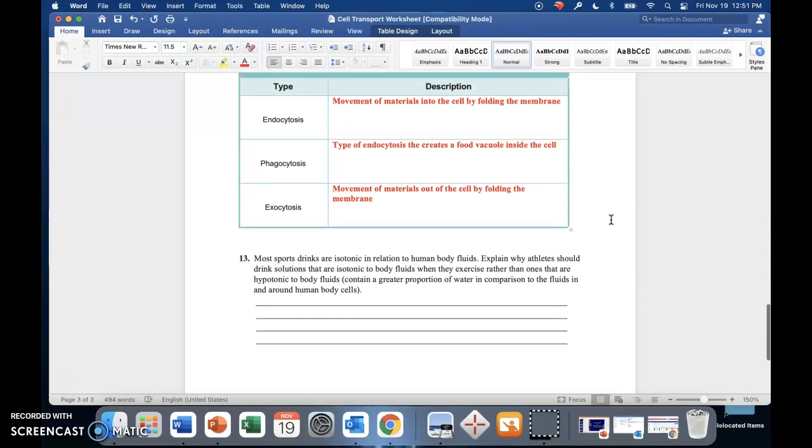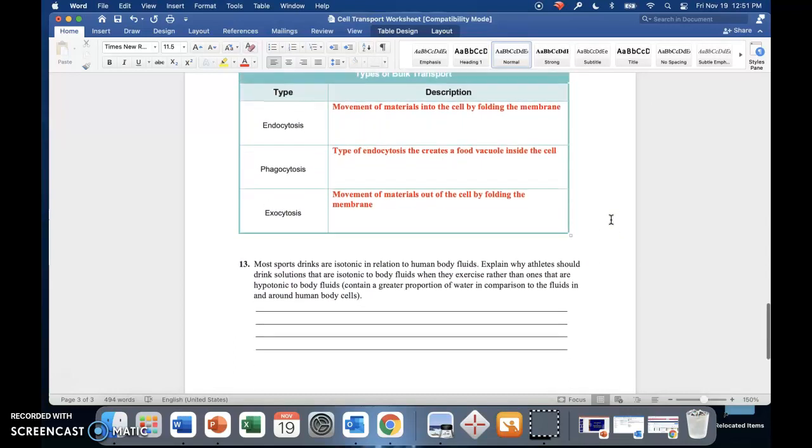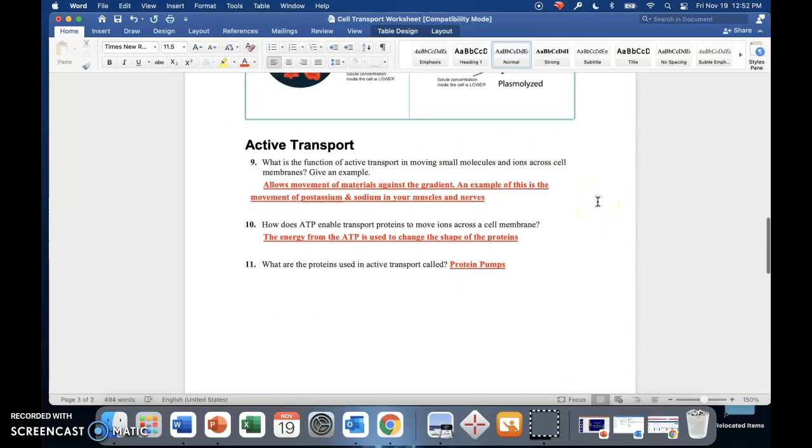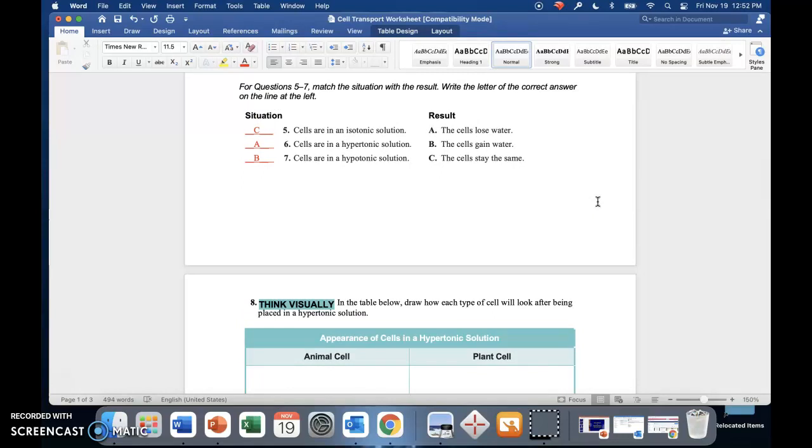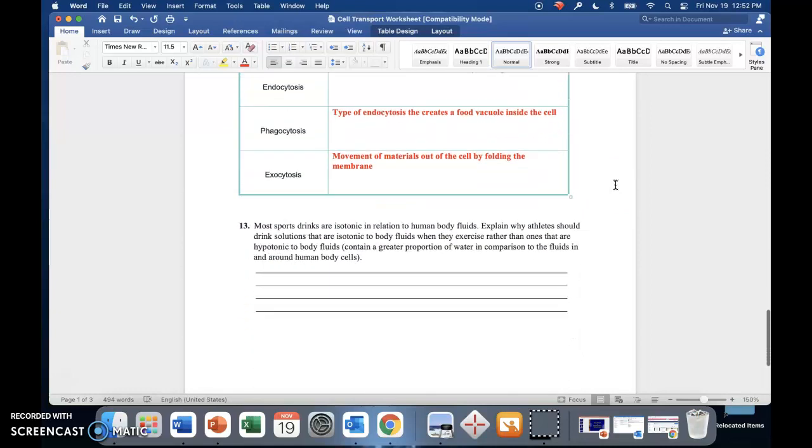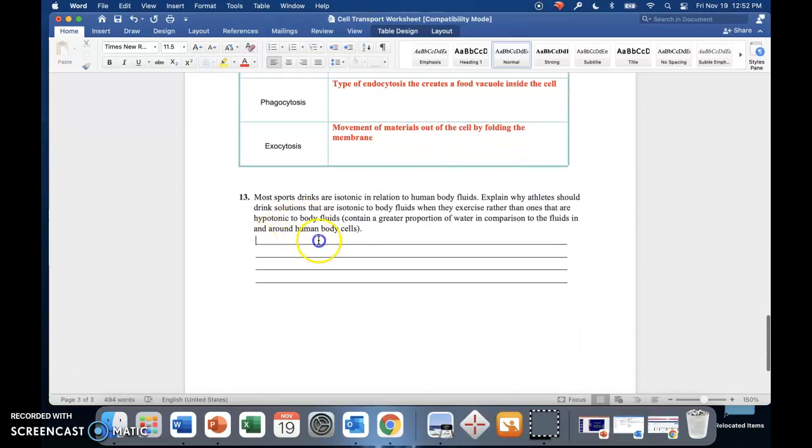And finally, the last thing is just checking your understanding of the 3 different types of things. Most sports drinks are isotonic in relation to the body. Explain why athletes should drink these types of solutions rather than ones that are hypotonic. And again, if you remember what hypotonic does, hypotonic solutions cause cells to gain water. Okay, so why do we prefer isotonic solutions over hypotonic solutions and even hypertonic? But we'll focus on the hypotonic as well.